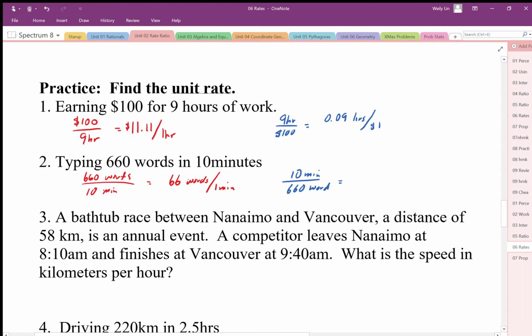If I divide those, I get 0.01515, so 0.15, and this is minutes for every word.